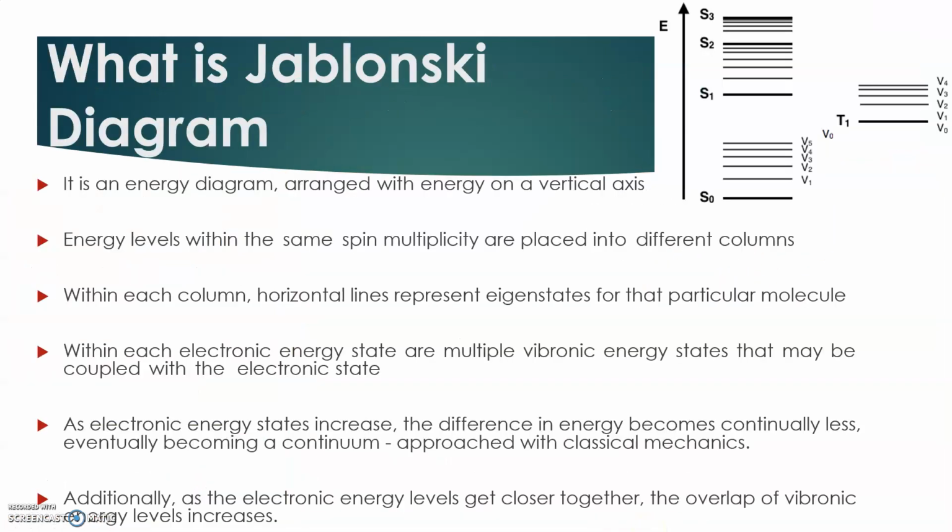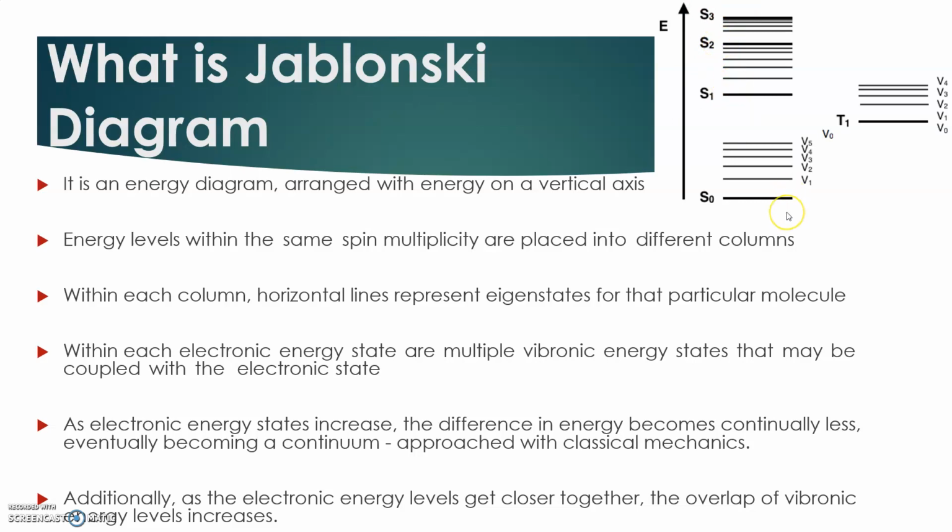Now we will look at the energy level diagram for photochemical reaction that is known as the Jablonski diagram. This diagram has several energy levels arranged into columns, as can be seen here, where each column represents a specific spin multiplicity. So S0, T1, S1, S2, S3, they all represent spin multiplicity.